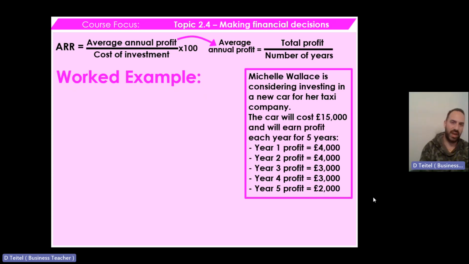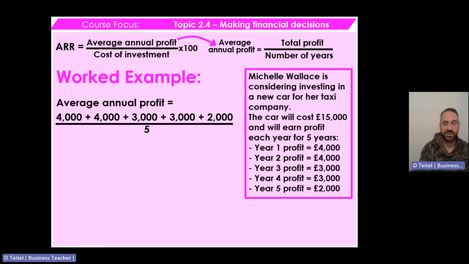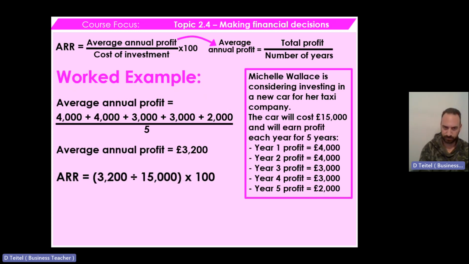So the first thing we need to know is the average annual profit. If we take our total profit divided by the number of years, we are going to reach that by 4,000 plus 4,000 plus 3,000 plus 3,000 plus 2,000, divided by 5. So it's 16,000 divided by 5. You've got your average annual profit there of £3,200.